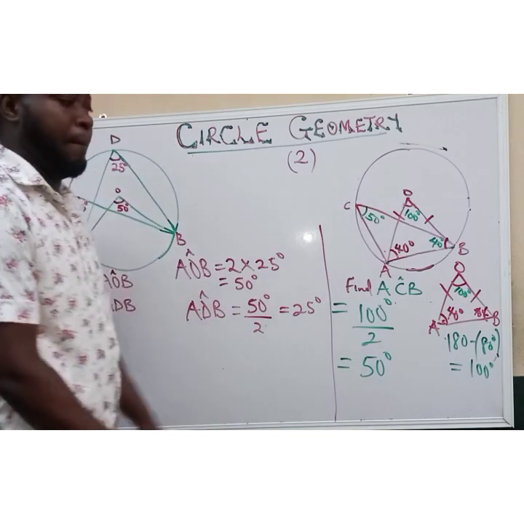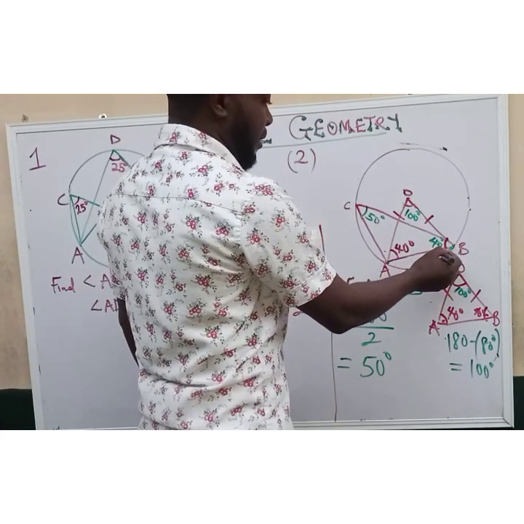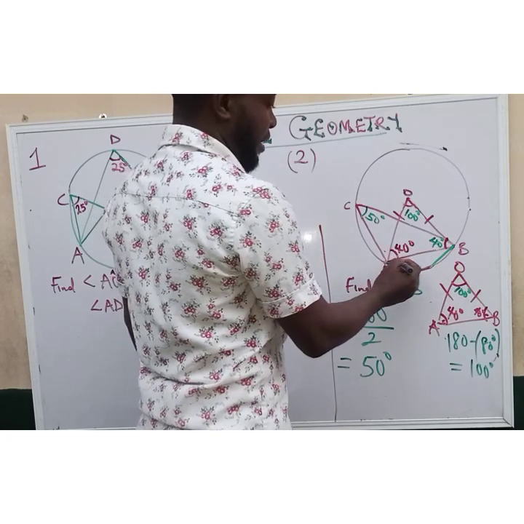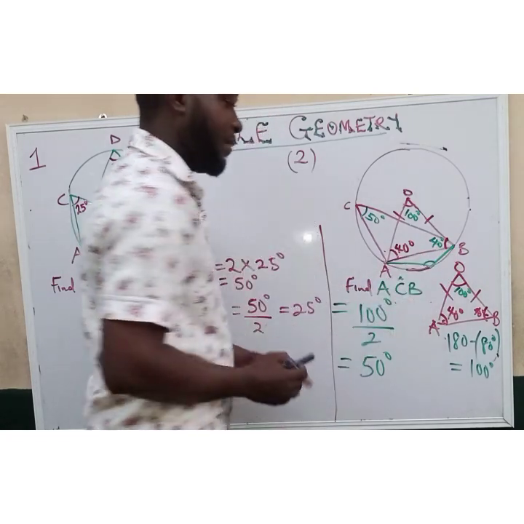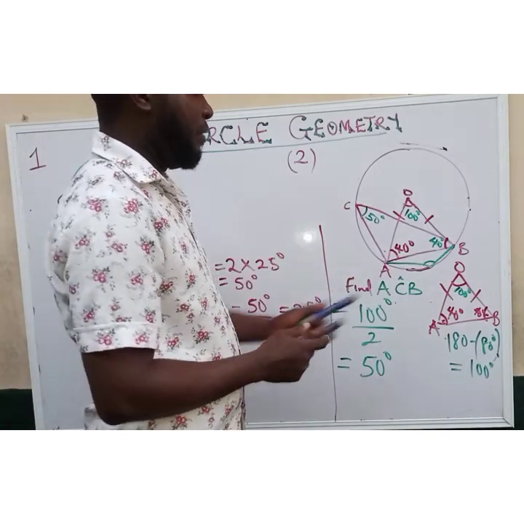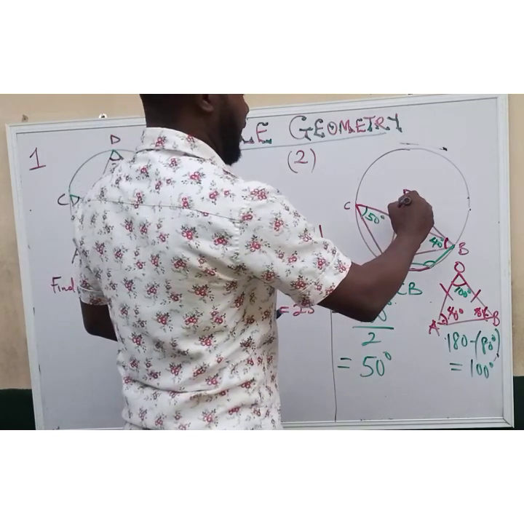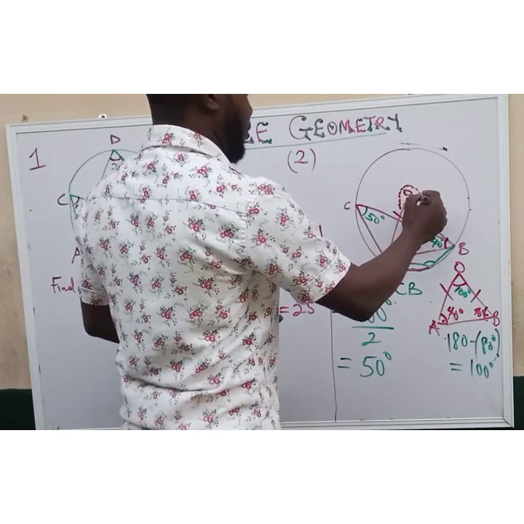So angle on the circumference, which is angle ACB, is now equals to what? 50 degree. Now there are some situations whereby you will have another angle at the circumference here. So you will now be asked to find this angle. So if you are given this kind of question, the first thing to do is to find this angle. You are going to need this angle.